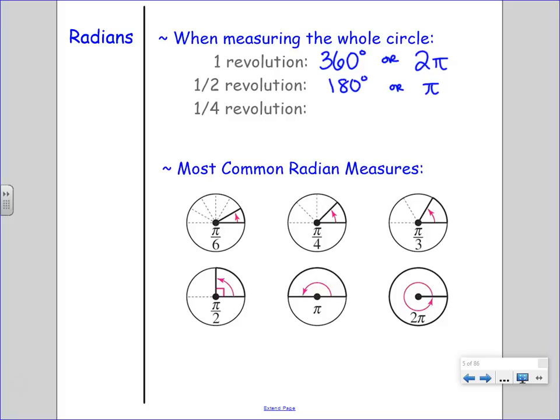90 degrees, because there are 4 90s in 360. Or, see how I'm cutting in half and cutting in half, cutting in half and cutting in half? That's going to be 1/2 pi. But 1/2 pi is too hard to write, so we just write pi over 2. That's really just 1/2 pi, right?